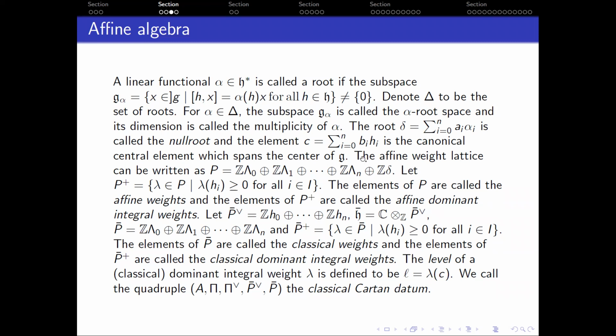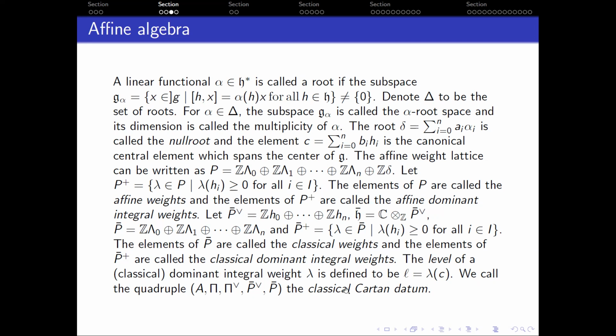Now, if I drop that delta from that lattice P, then I will denote the rest as P bar. And that's called the classical weights. Well, this has nothing to do with the finite dimensionality. Okay, it's just a name. We will call it classical weight. And similarly, the elements of P bar plus will be called classical dominant weights.